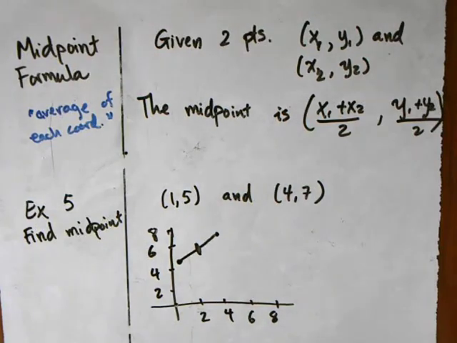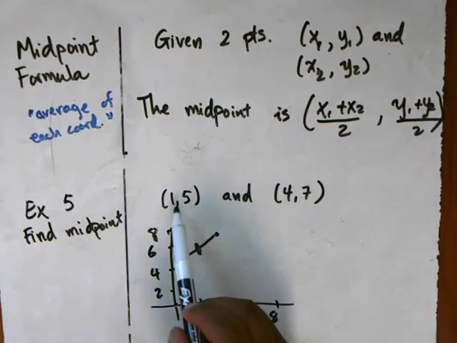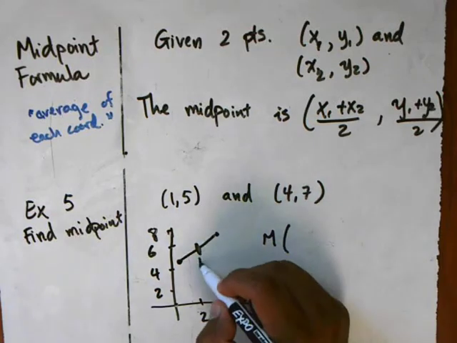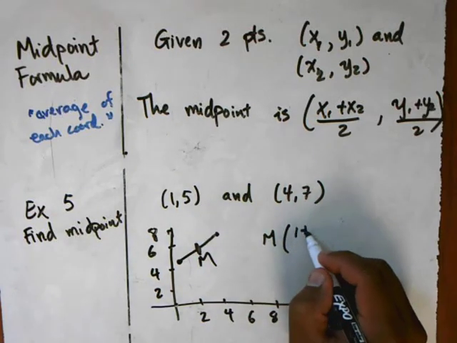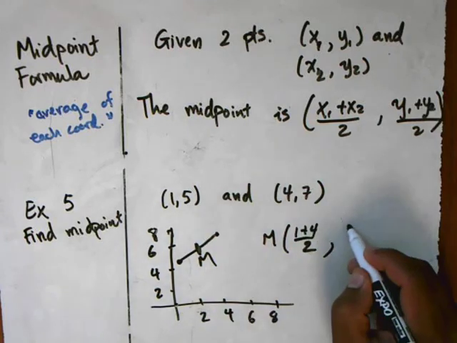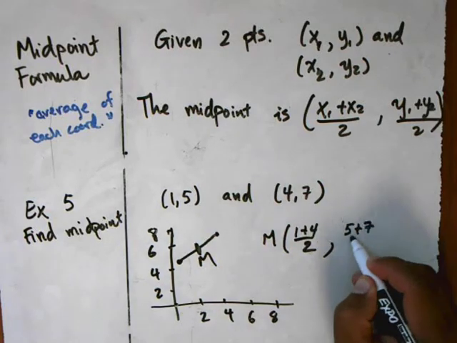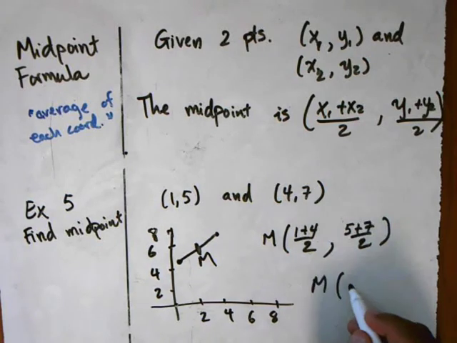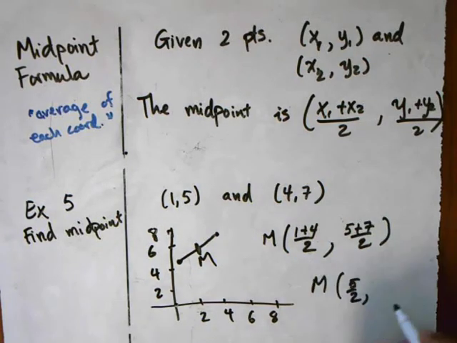We want to find the coordinate of that. Well, just apply the formula. It's fairly straightforward. Add up the two x coordinates. I'm going to call the midpoint M. So it's (1 plus 4) over 2. Add up the y coordinates and divide by 2. So it's (5 plus 7) over 2. Simplify that, and you get 5 halves, or 2.5, and 6.